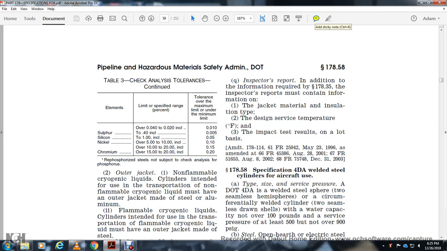Continuing part 178.58. Specifications for 4DA welded steel cylinders for aircraft use. Type and size: a 4DA welded steel sphere, two seamless hemispheres with a circumferential weld, or a cylinder with two seamless drawn shells. Water capacity not over 1,100 pounds. Service pressure at least 500, but not over 900 psi gauge.